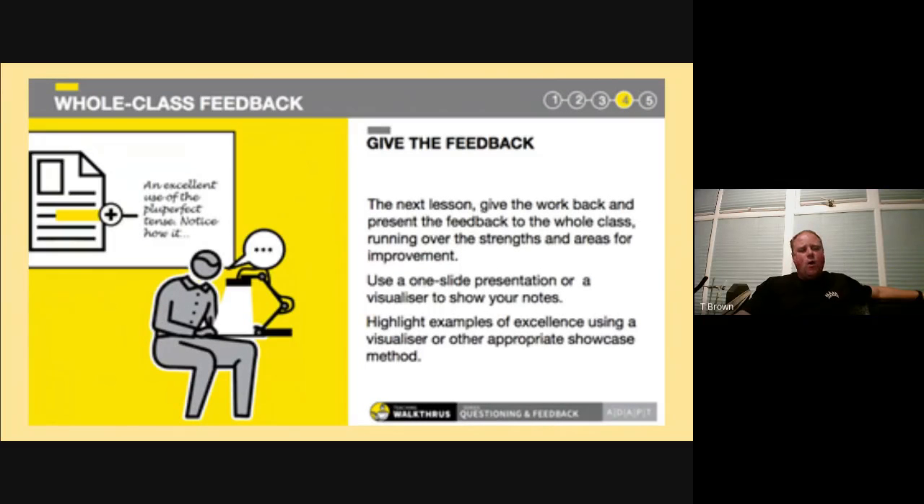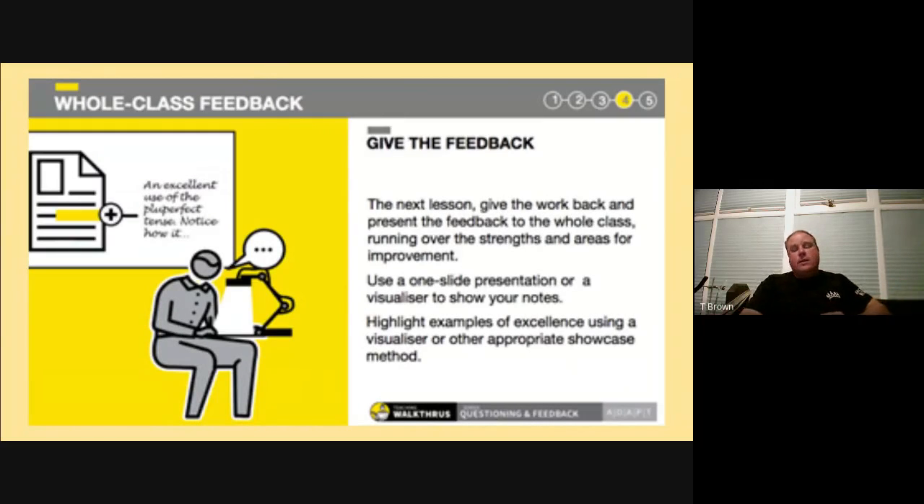Second point is whole class feedback. This idea of, and I mentioned it earlier on, not having to give 30 pieces of feedback on every single piece of work that comes in. It's important that we as staff model this idea of work practice and reducing the workload. And I would implore everybody to look at how you give the feedback. How can we give whole class feedback?